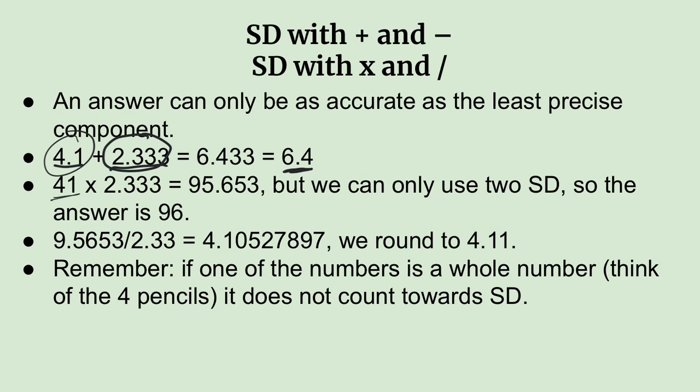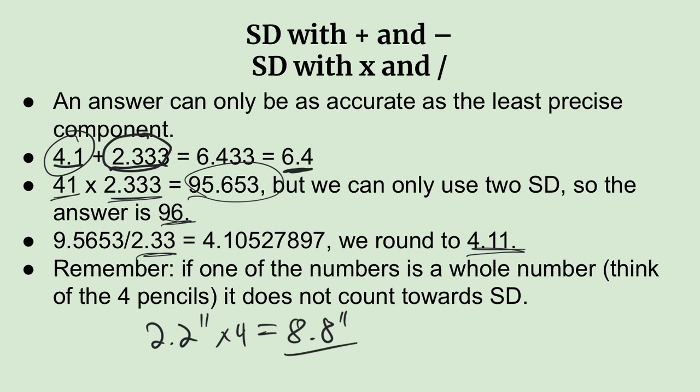Same thing with multiplying. Here this has 2, this one has 4, but as you see our answer would then have 2 significant digits, so we would round this to 96. Next one, there's 3 there, so that would be 4 and 11 hundredths. And remember, if one of the numbers is a whole number, like those 4 pencils, where the 4 doesn't actually have a measurement to it, it's just representing how many things we have, that does not count towards significant digits. So if you wanted to measure 2 and 2/10 inches 4 times, that would be 8.8 inches, and that would be your significant digits, because the 4 doesn't count.